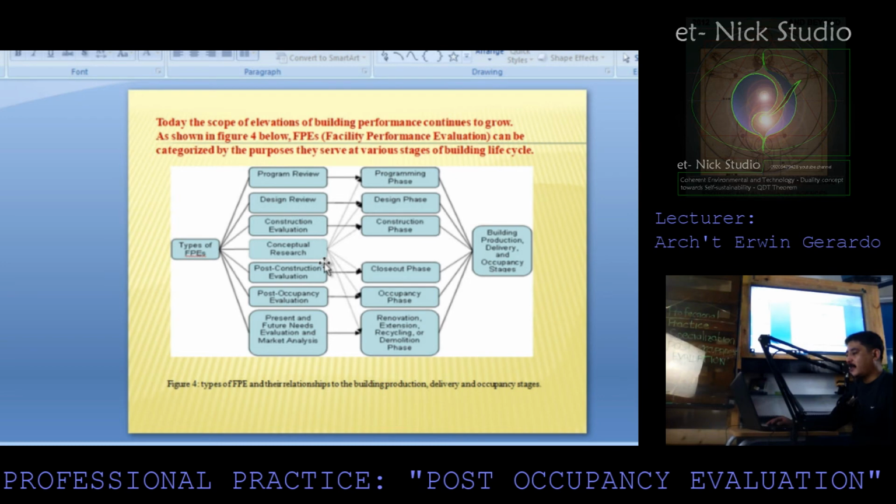From the conceptual research, it stems up to programming phase, design phase, construction phase, closeout phase, occupancy phase, renovation, extension, recycling, or demolition phase. Eventually, they all connect to building production, delivery, and occupancy stages. Figure 4, types of facility performance evaluation and their relationships to the building production, delivery, and occupancy stages.